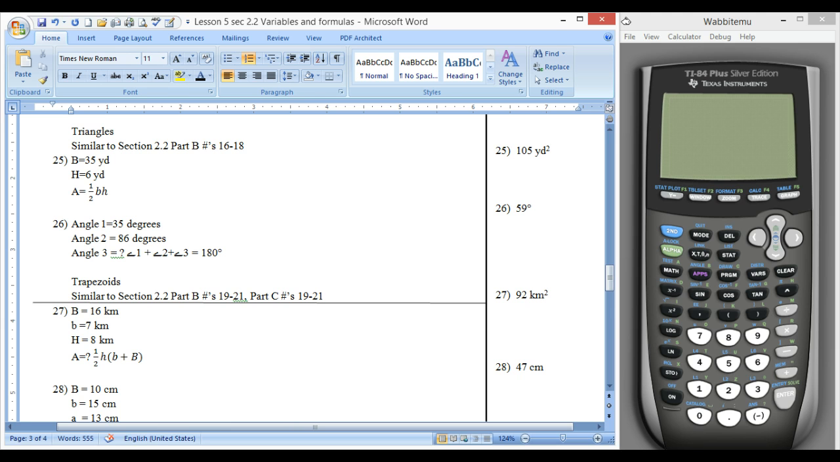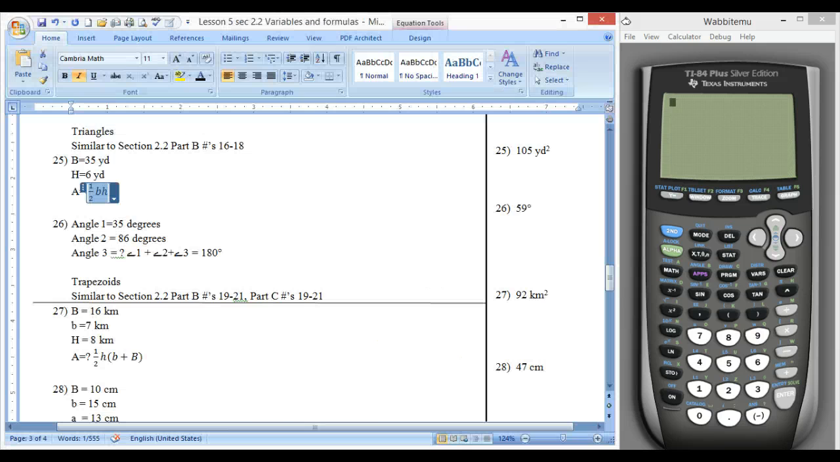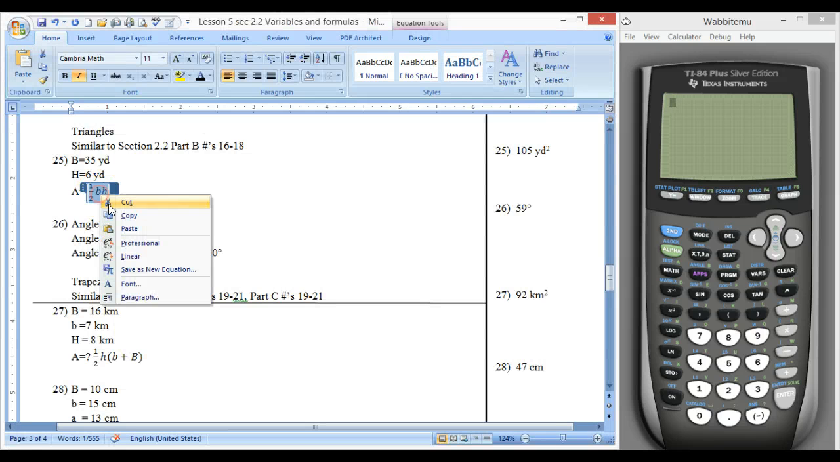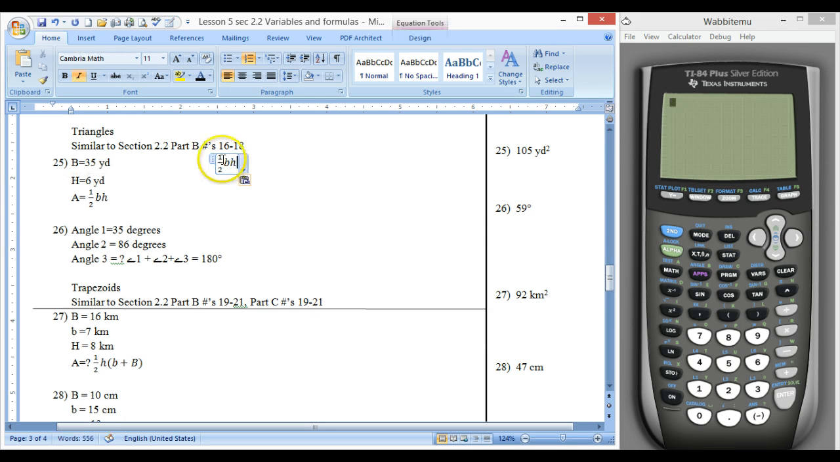The first example is similar to section 2.2, part B, numbers 16 through 18, where we're looking for the area. I've already given us the formula for the area of a triangle. You can find it on your formula sheet. I'm going to copy and paste this over here and substitute the base and the height. The base is 35, and I'm going to put this in parentheses again. The height is 6.